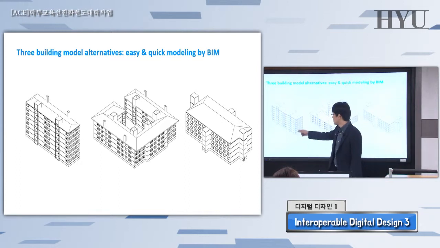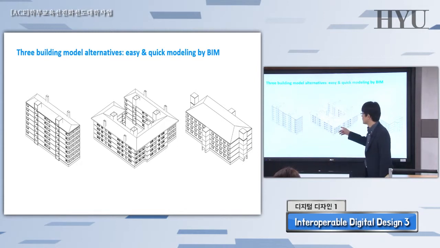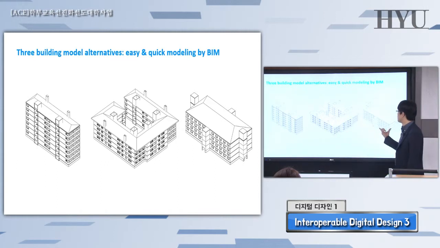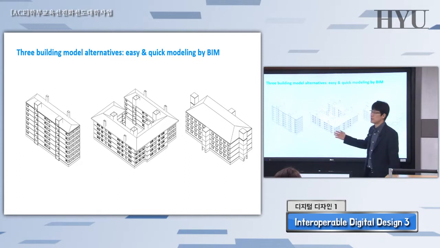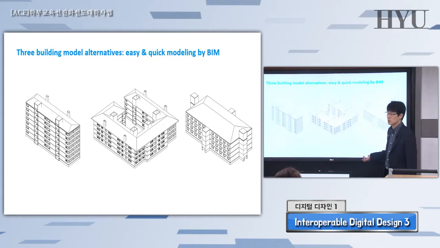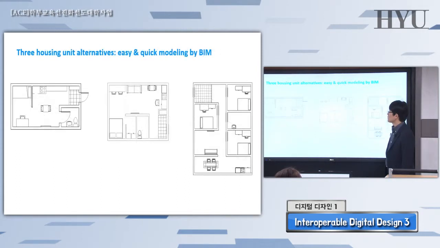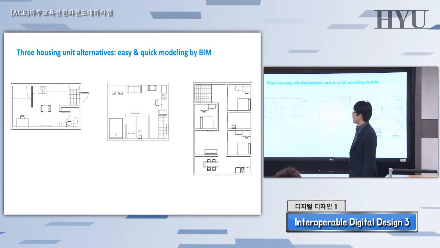So I quickly show you as an example 3 different types of design alternatives for the existing building. This is a taller building, okay, expanded vertically, and this one expanded horizontally, okay. This one is a new building here, and they share the core, okay, building core. So 3 different types of scenario for building structure, okay. And next important thing is housing units.